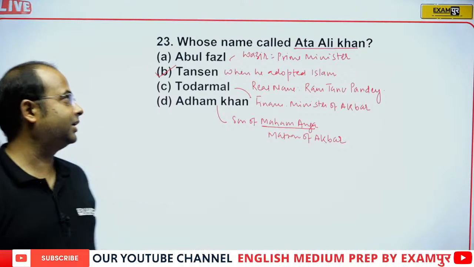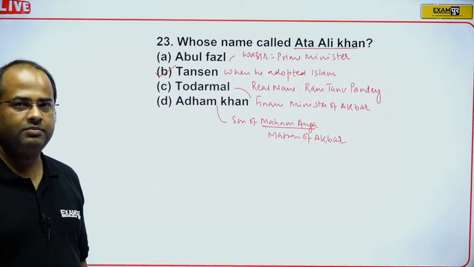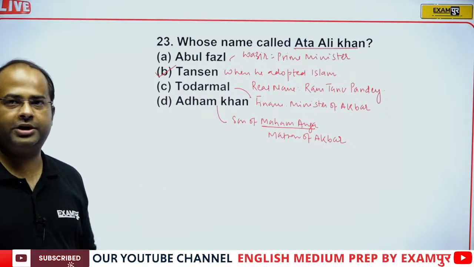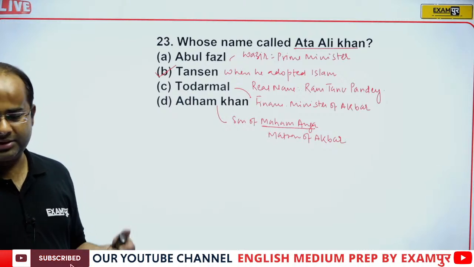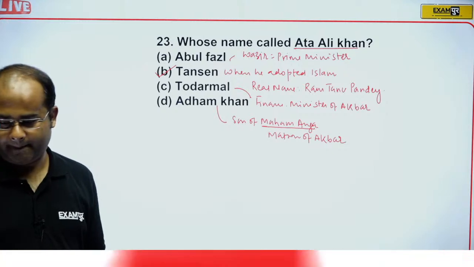Once Tansen converted himself, adopted Islam, his name was changed to Ata Ali Khan. So once he was converted to Islam, he changed his name to Ata Ali Khan.